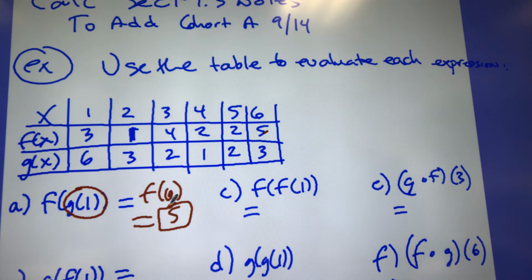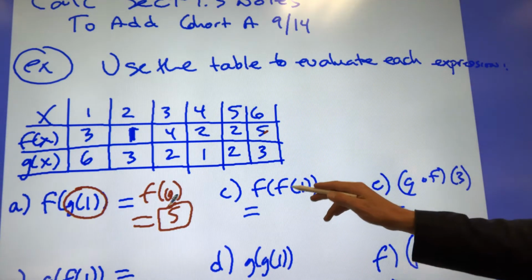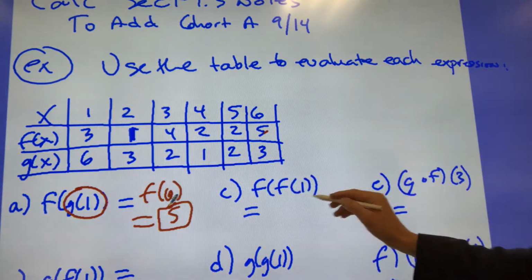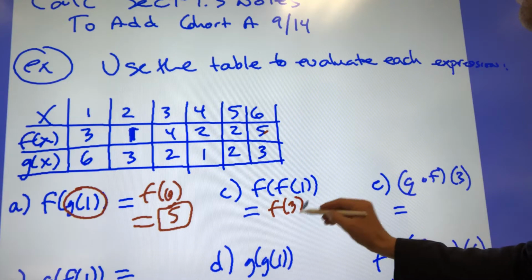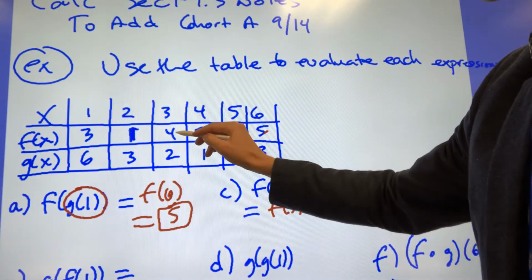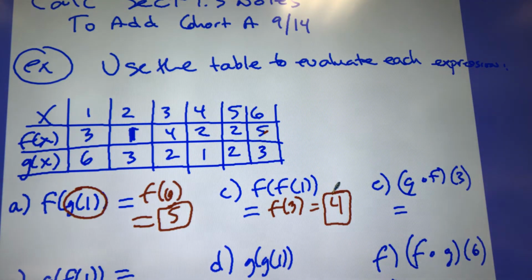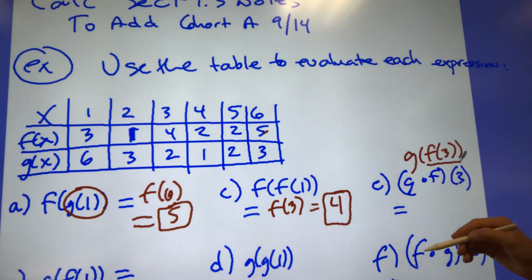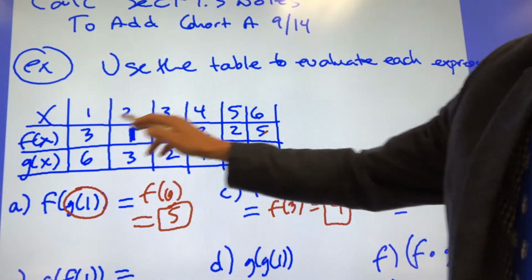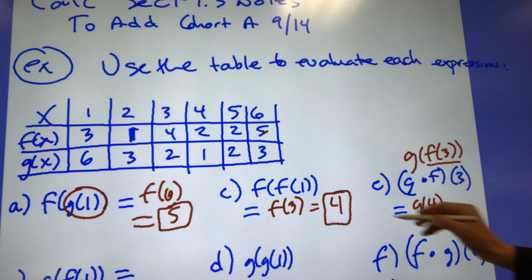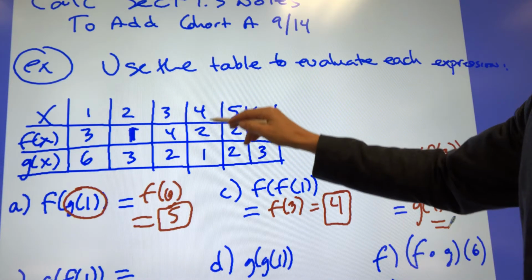All right, let's just go in this order. F of 1 is 3. So what's f of 3? F of 3 is 4. On E, g of f of 3. What's f of 3? F of 3 is 4. So it's g of 4. G of 4 is 1.